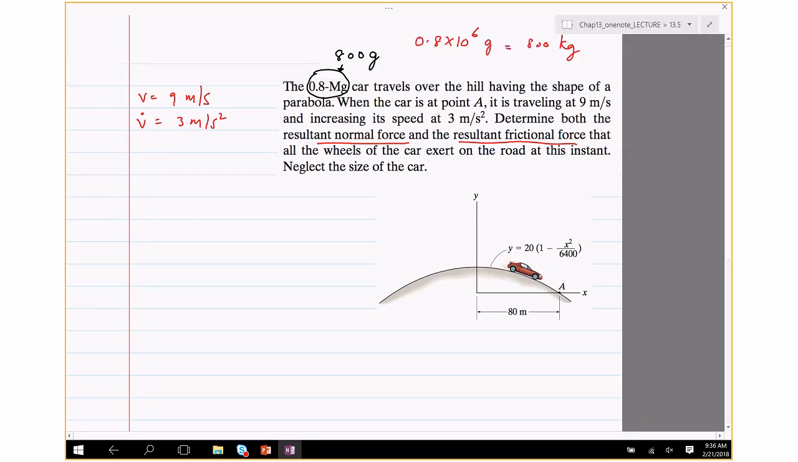Okay, so first of all, you're told to find forces, which means you've got to use kinetics, Newton's laws. The second hint on what coordinate frame to use is that you're given y equals a function of x, which means that the most appropriate frame in this case is going to be the NT frame, not rectangular or polar. So let's draw the free body diagram.